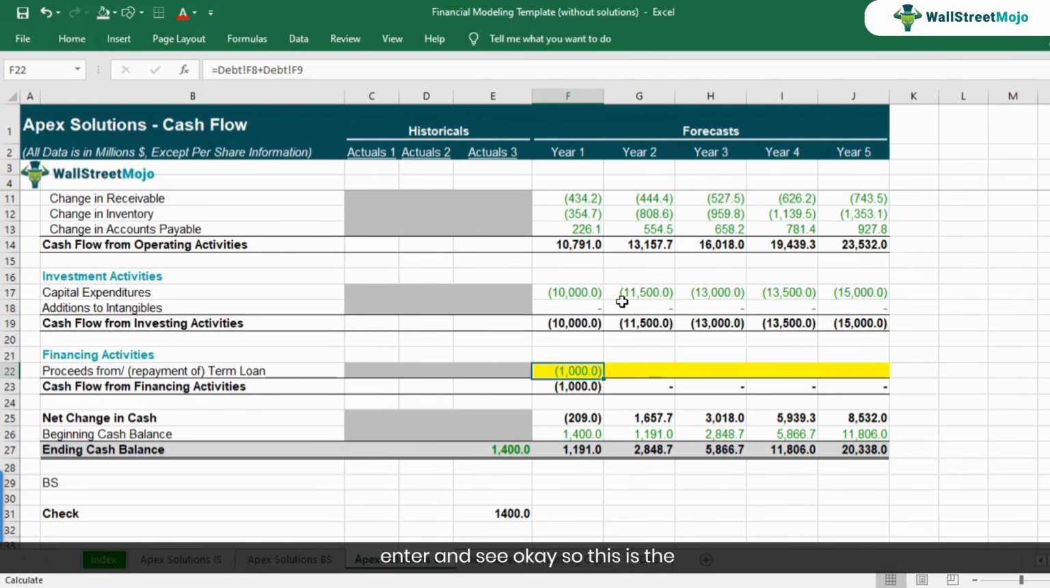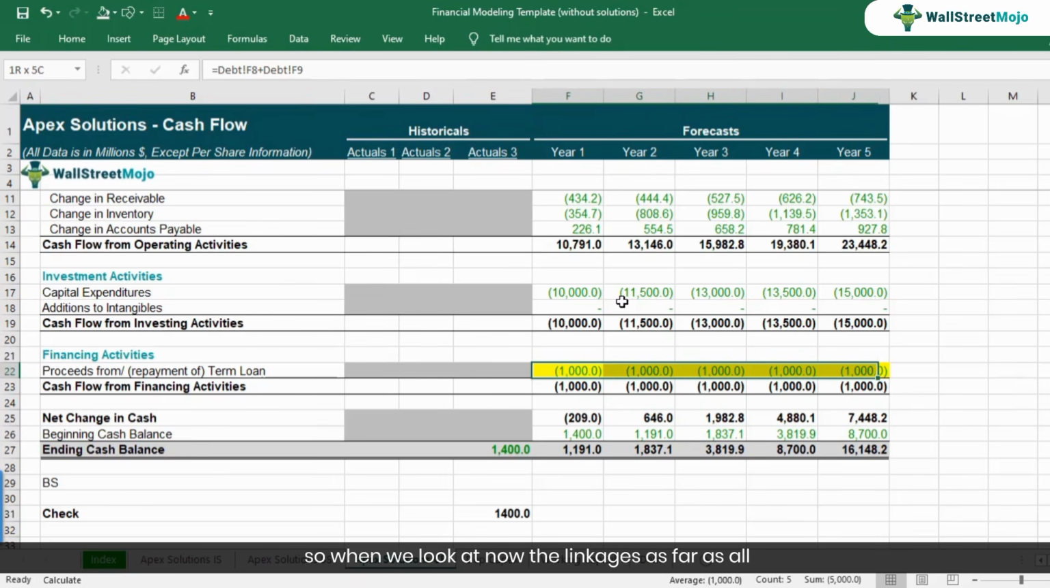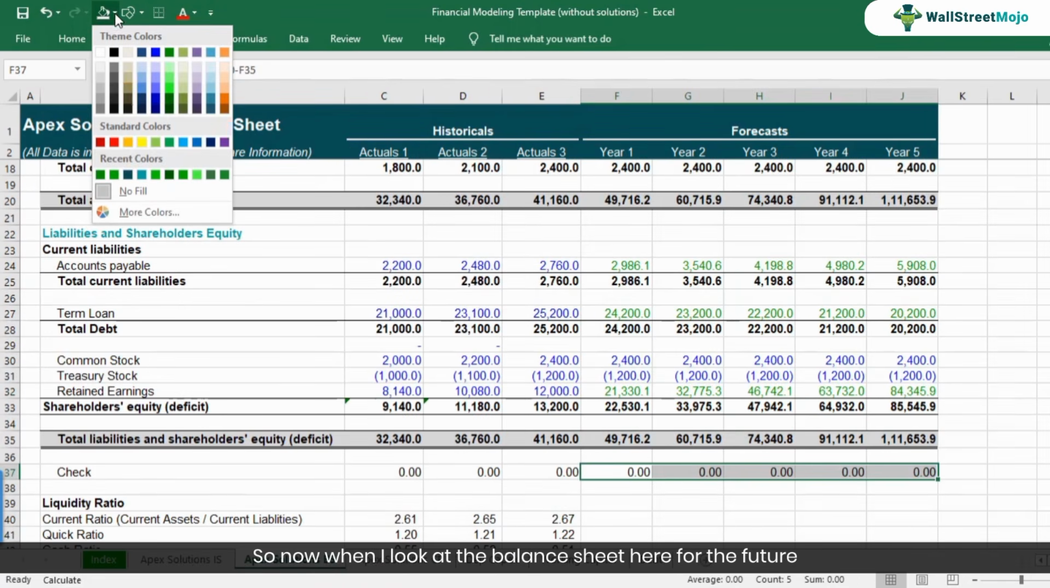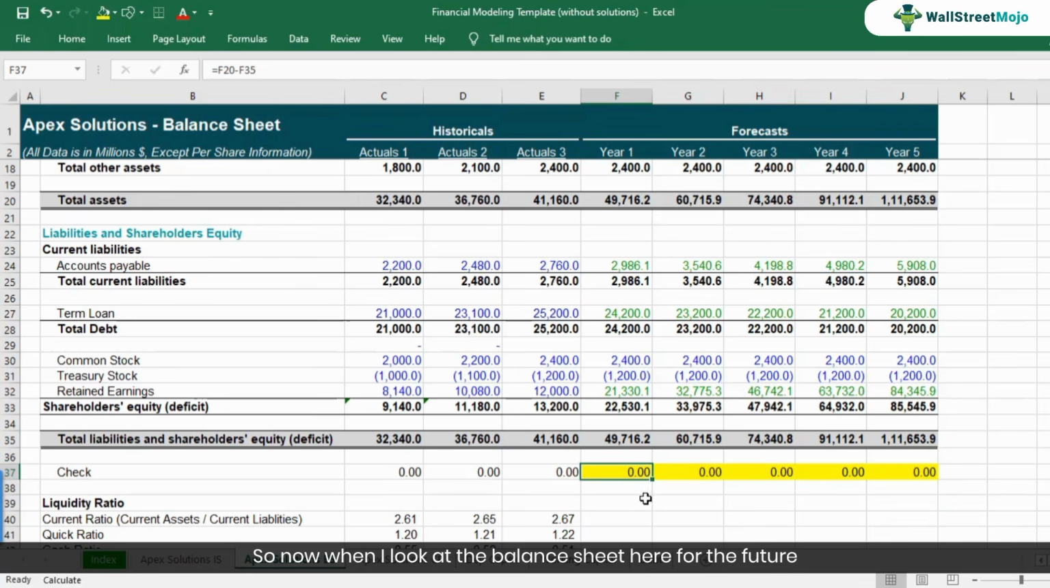So let me press enter and see. Okay, this is the outflow, minus 1000 here. I'll just copy this and paste it across for the other years as well. So we get this minus 1000 for all the years. Now all the links that are coming from different tabs are fully complete. Let's now look at the moment of truth, meaning the balance sheet. When I look at the balance sheet for the future years, you see that the balance sheets actually balance, and once you reach this stage, you have fully completed your 3-statement model.